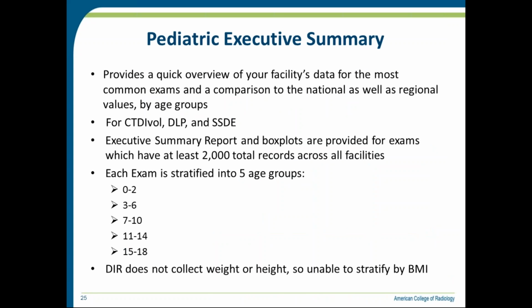The pediatric executive summary is very similar to the adult. The only difference is for pediatrics, we do stratify each exam into 5 age groups: 0 to 2, 3 to 6, 7 to 10, 11 to 14, and 15 to 18. Also in pediatric reports, the cutoff for each and every exam is 2,000 exams. So if we had 2,000 exams for a short name or for a protocol, we include that in our PDF report.